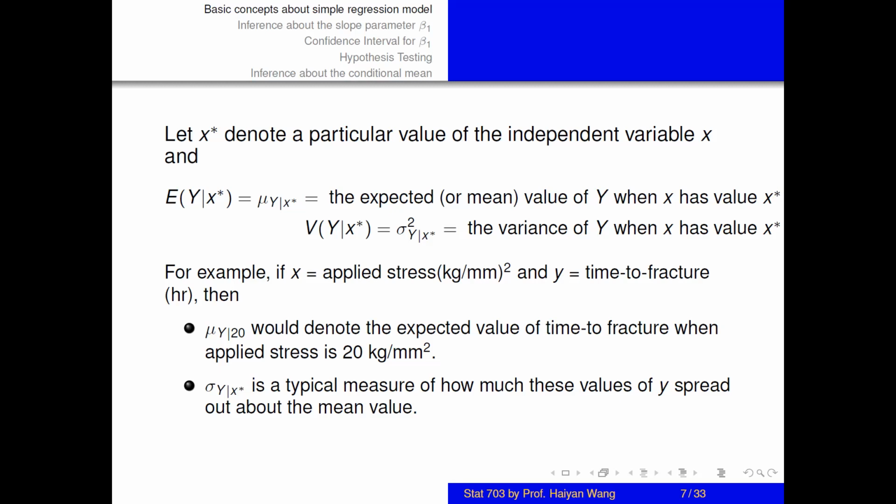And the meaning of the standard deviation, sigma of y given x star, is that the typical variation of y around the straight line model is about this amount, around sigma. That's the typical or average deviation.